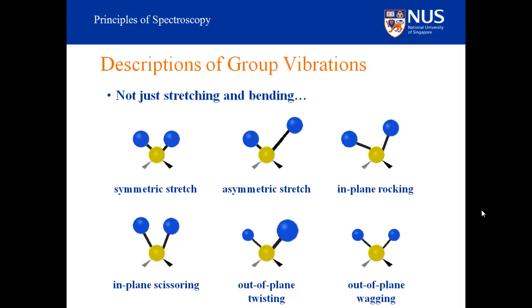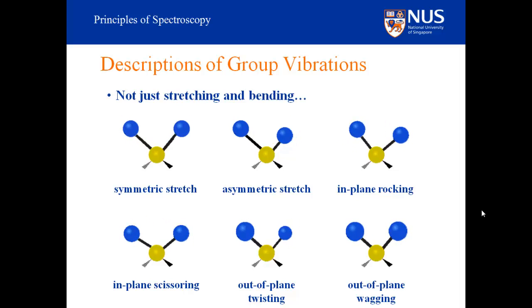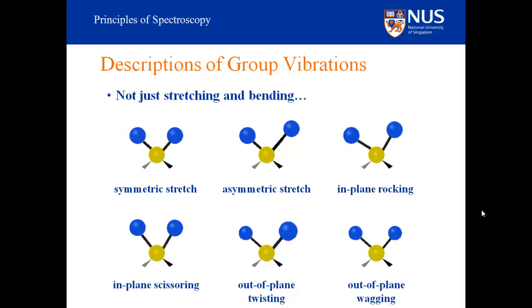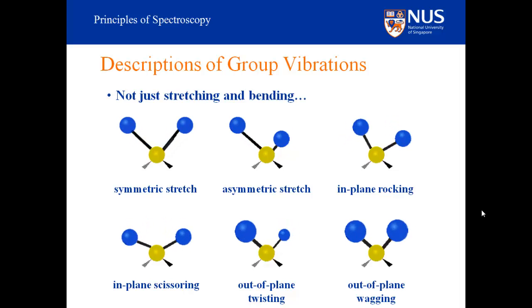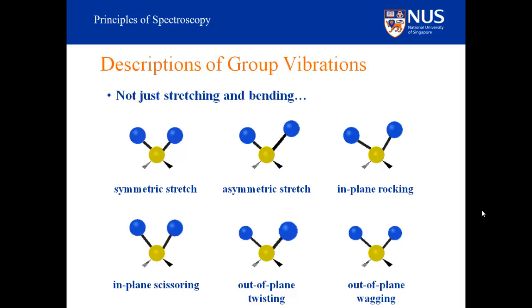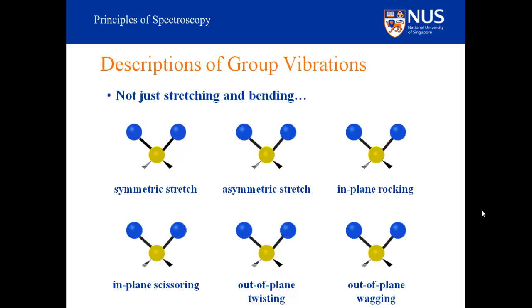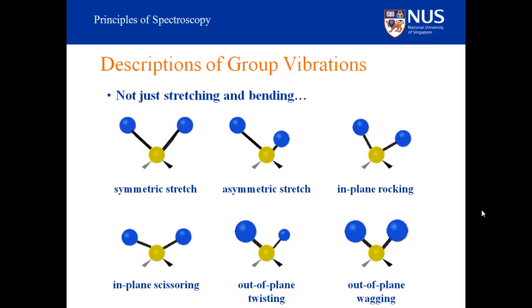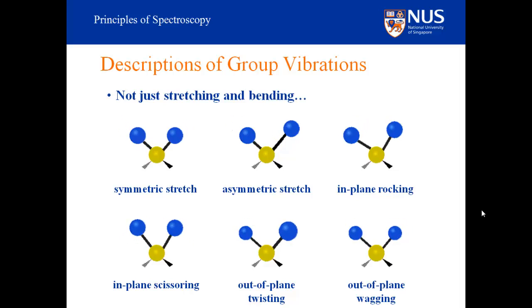The symmetric stretch and the asymmetric stretch will be occurring at higher frequencies. The asymmetric stretch is normally at a higher frequency than the symmetric stretch. The rocking motion and scissoring motion will be at slightly lower frequencies, but those are generally at higher frequencies than the twisting and wagging motions, the wagging motion being the lowest frequency vibration.